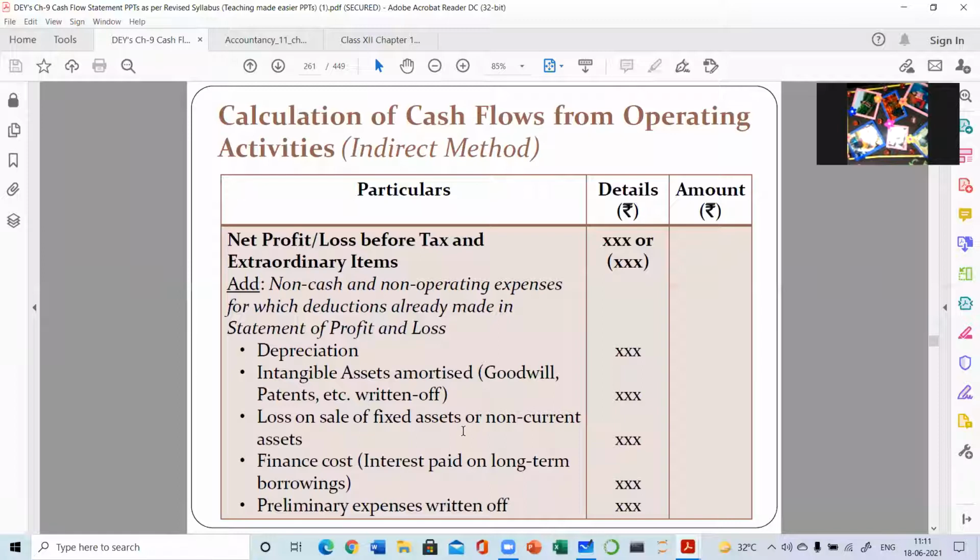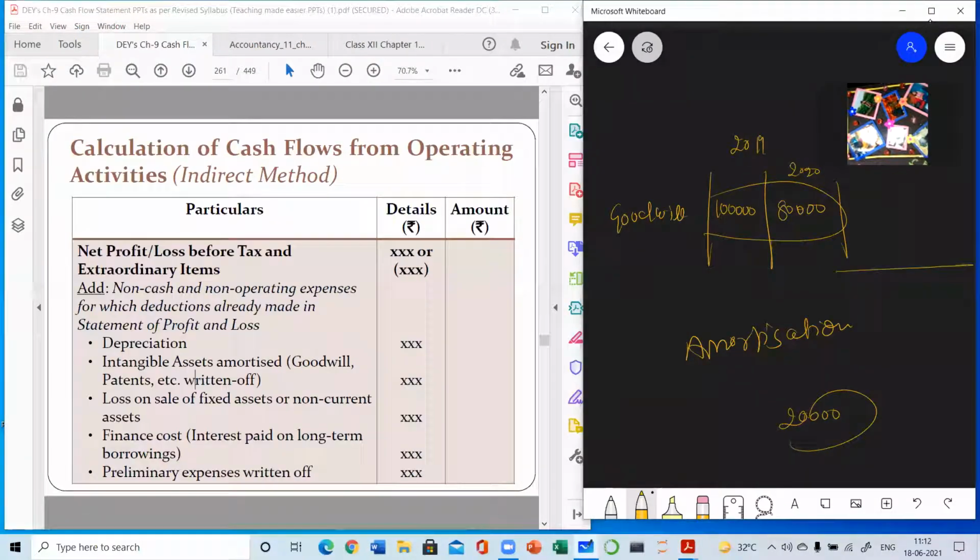Then loss on sale of fixed assets or non-current assets. If you have sold any fixed asset during the year, there may be a profit or there may be a loss. If you remember, in 11th class in the P&L account, we were writing loss on sale of fixed asset on the debit side of the P&L, and if there was a profit, we were writing it on the credit side.